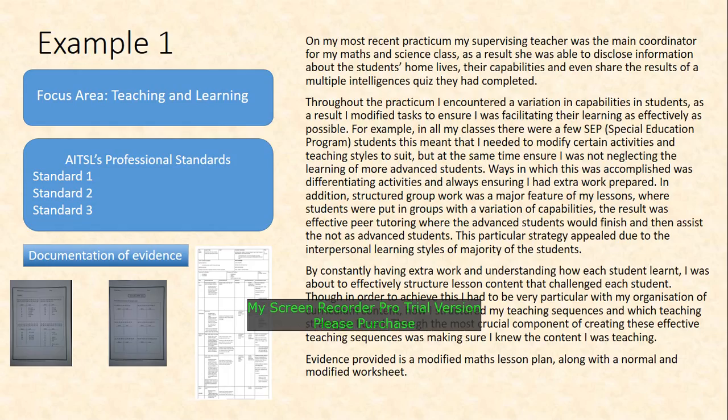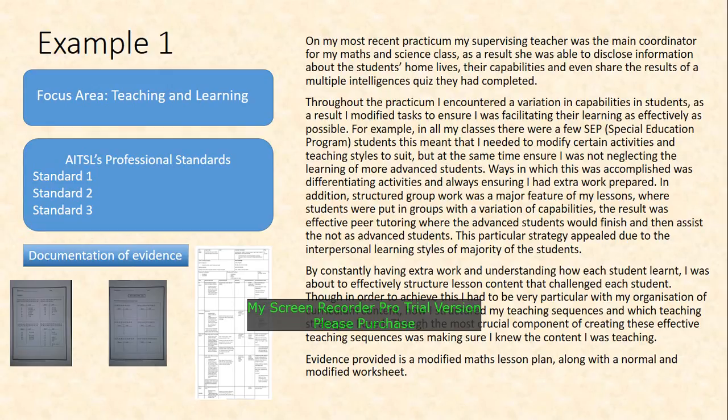So for the first example, I just want to talk about a Year 7 class that I had in my last practicum. So my supervising teacher was the main coordinator for the maths and science class and then that entire class as a whole. As a result, she was able to disclose information about the students' home lives, their capabilities, and even share results of a multiple intelligence quiz they'd done at the start of the year.